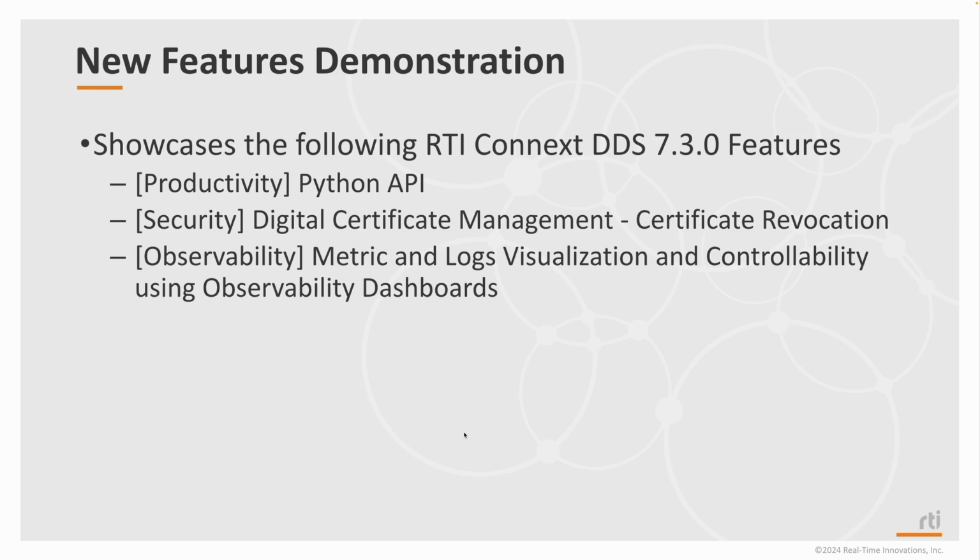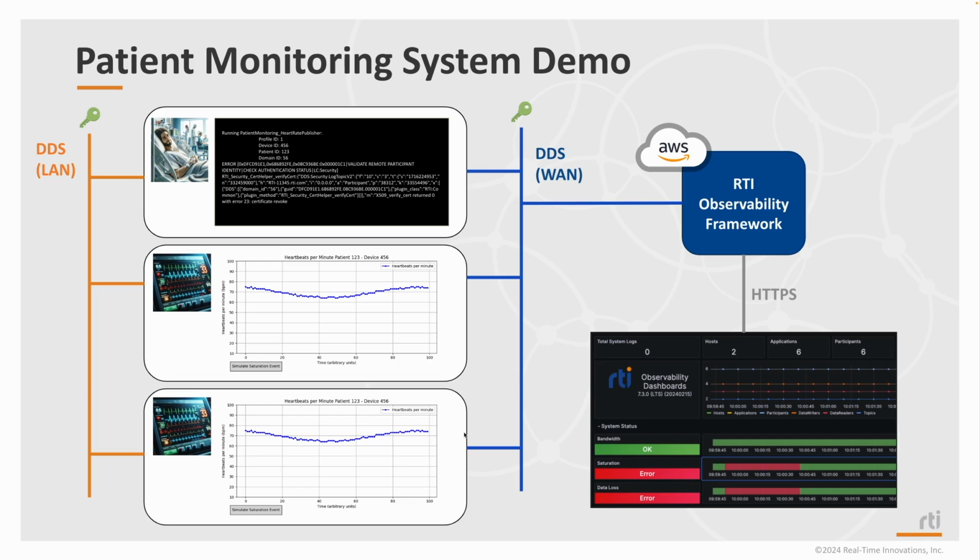The Observability Framework allows you to get telemetry data from your RTI Connext applications and store that data into third-party backends for analysis. Those third-party backends can be backends such as Prometheus for metrics and Grafana Loki for logs. The demo application is going to be a Python application. It's going to use the new Python API, and it's going to simulate a patient monitoring system.